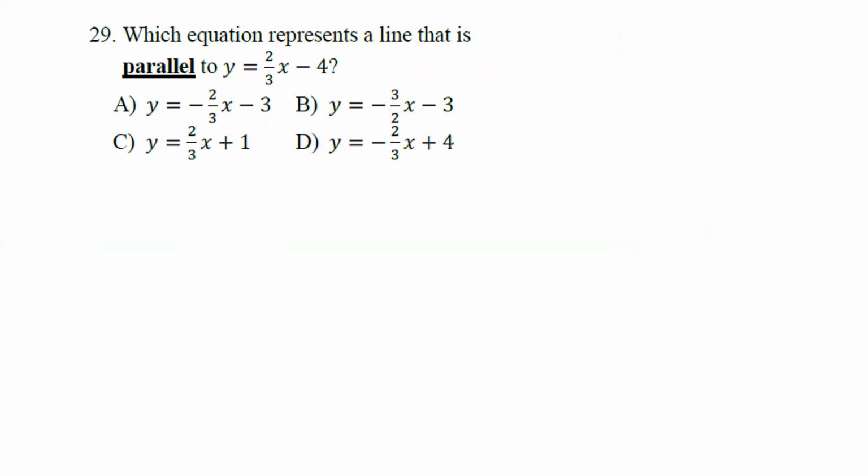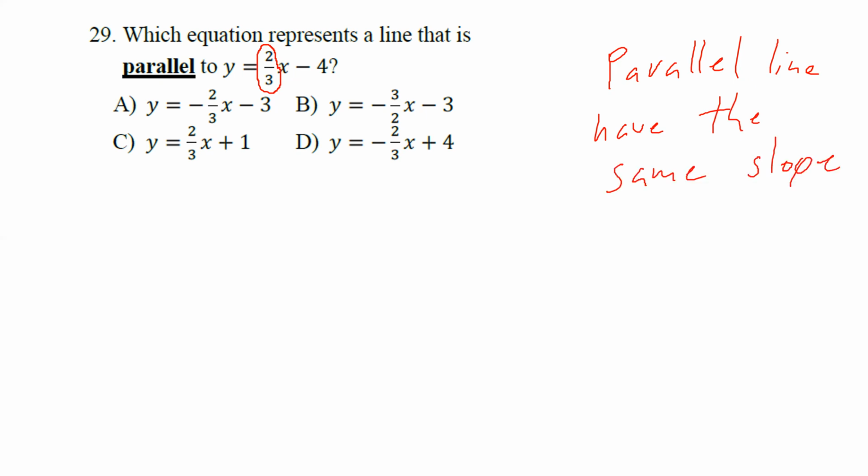All right, moving on. Which equation represents a line that is parallel to, and they gave us an equation in slope-intercept form? Well, here we know what our slope is. Our slope in this equation is 2/3. Parallel lines, how are their slopes related? Parallel lines have the same slope and different y-intercept.